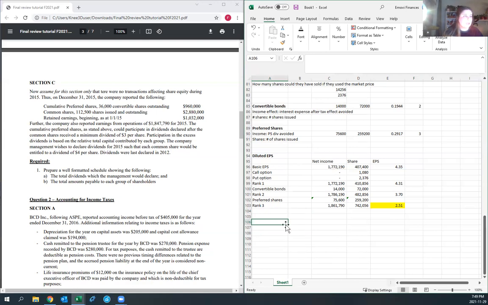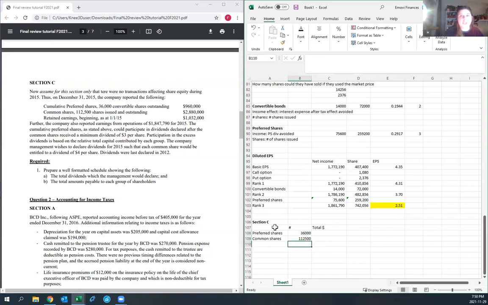So how I'm going to set it up is I'm going to basically redo this, but in Excel, so it's easier for my calculation. So I have my preferred shares, my common shares, the number of shares, and the total dollar. Number of preferred shares is 36,000. Number of common shares is 112.